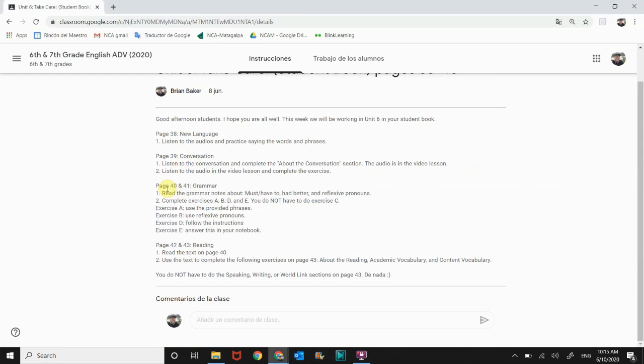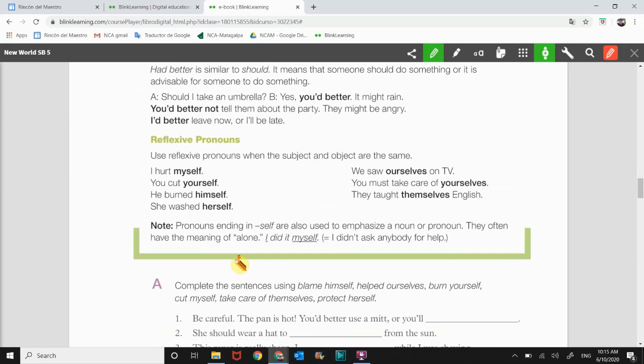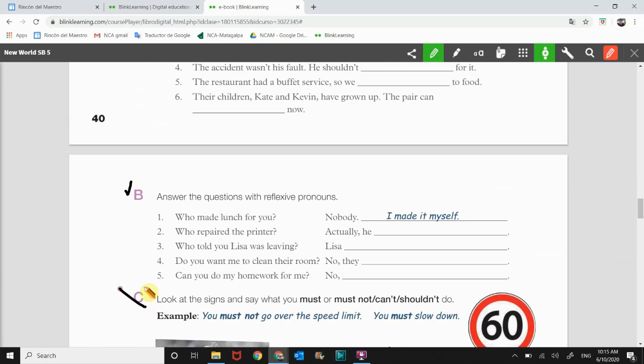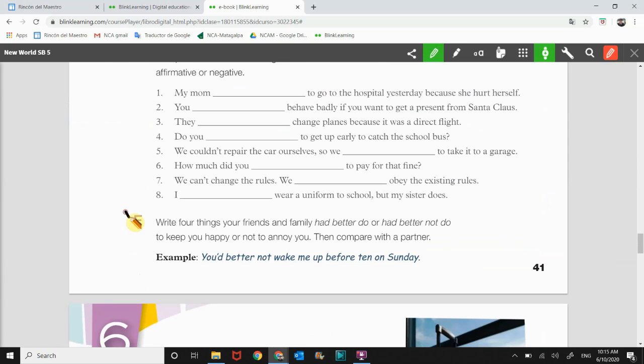Google Classroom says for pages 40 and 41 in the grammar section, we need to read the grammar notes and complete exercises A, B, D, and E. You do not have to do exercise C. All right, so let's go here. We're going to do A, B, not C, D, and E.